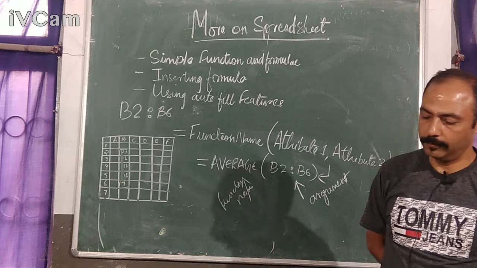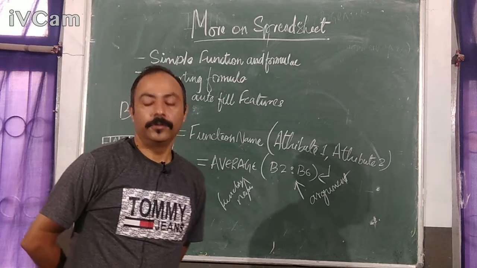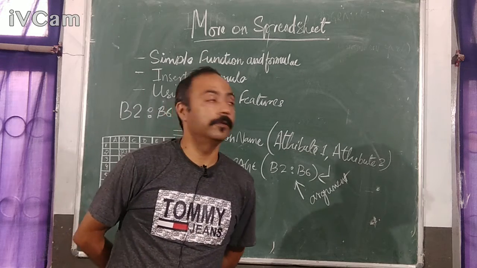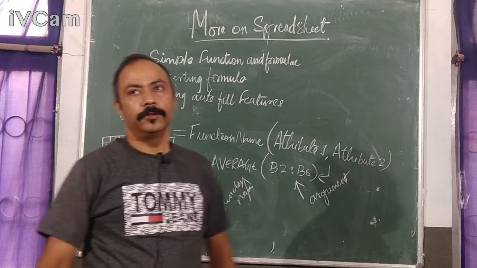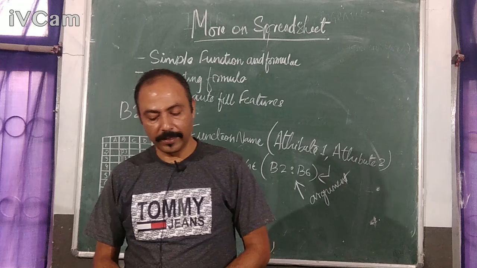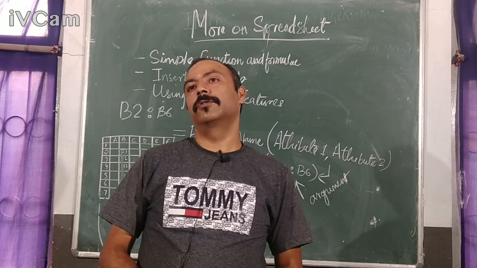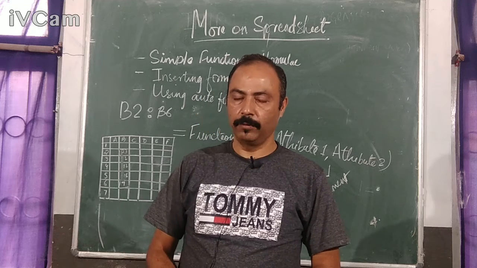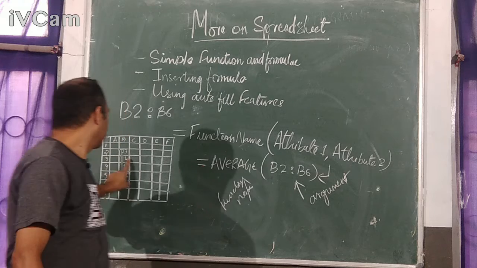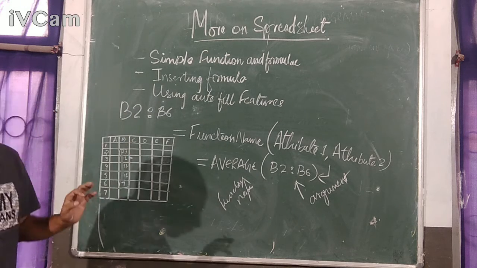Function name and argument. Whenever you are writing a function, you should follow some rules, otherwise you will get an error message. The first rule is that a function always starts with an equals to sign. Here, when you are writing the function, always start with the equals to sign.